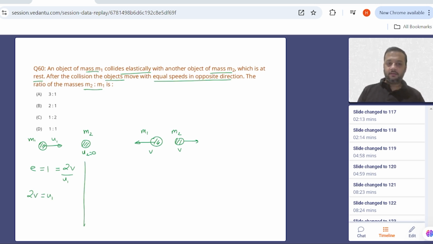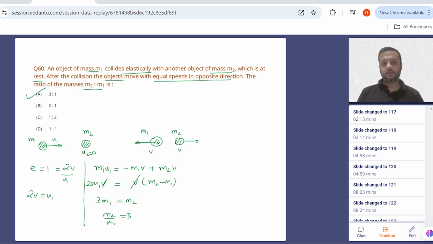Again, by momentum conservation, we can say that initial momentum, which is m1 u1, should be equal to final momentum. Final momentum of m1 is minus m1 v, because it is moving in the left direction, and for m2 it is m2 into v. So from here we can put the value of u1 as 2v, and you can see that v will be multiplied by m2 minus m1 on the RHS. V gets cancelled and you get 3m1 is equals to m2, which means m2 by m1 will be equal to 3. So option A will be the correct answer for this question.